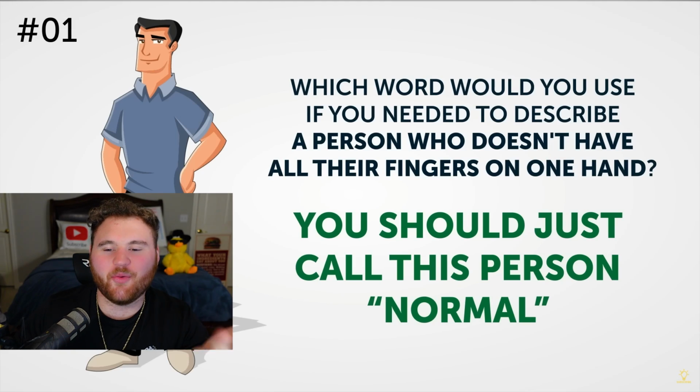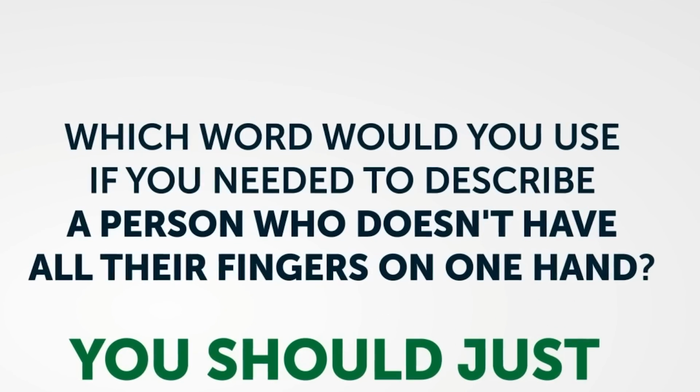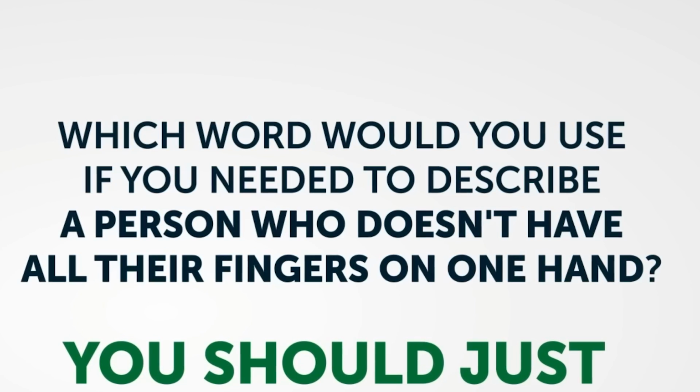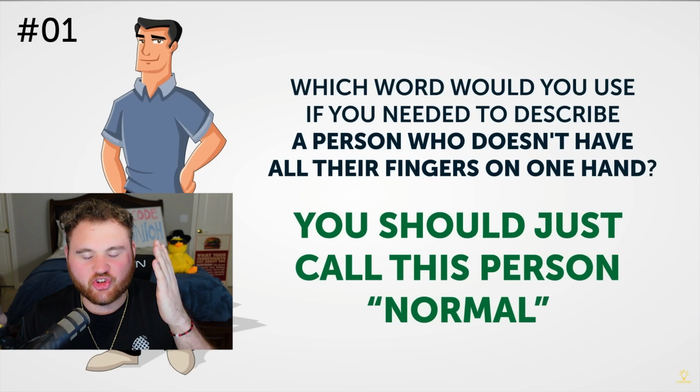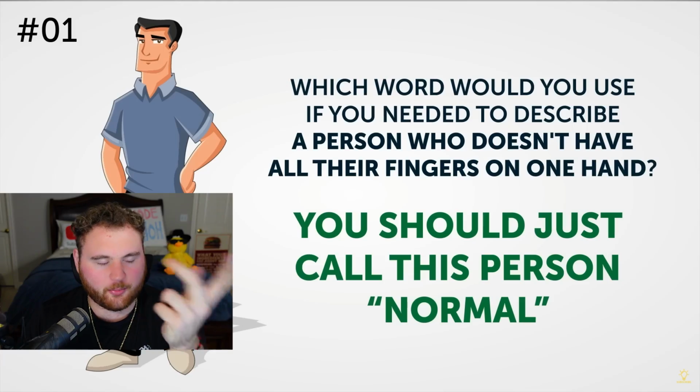Oh, that's crazy. No, that's not what it was asking. No, that's so stupid. It says, which word would you use if you need to describe a person who doesn't have all their fingers on one hand? Describing the person. Normal isn't used as describing somebody. Well, actually, yeah, maybe it is. Like, this person is normal. This person's weird. This is off to a great start. I have no idea how many questions there are, but we're already starting horrible.